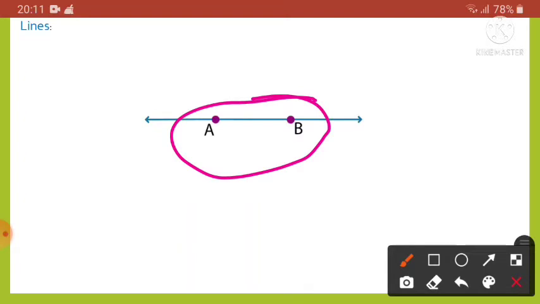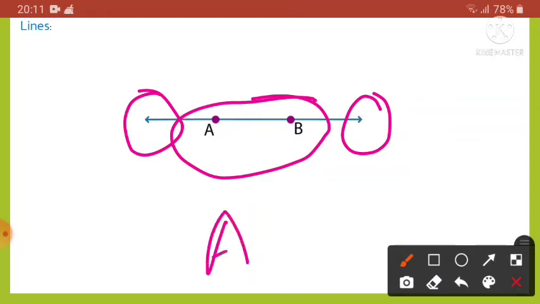The arrows on both ends show that the line can be extended to any length in both directions. Here the line can be written as AB with a line sign above it. We can write it that way.